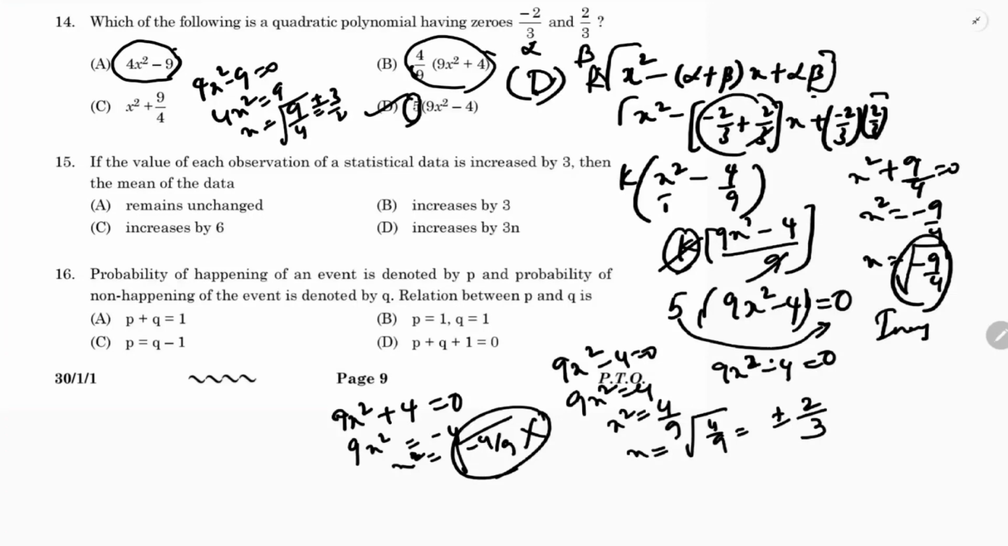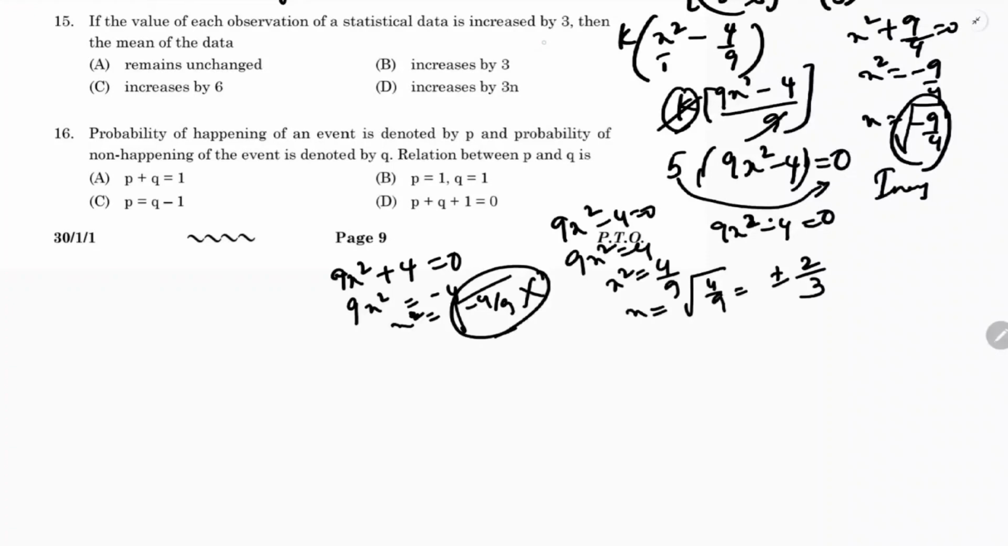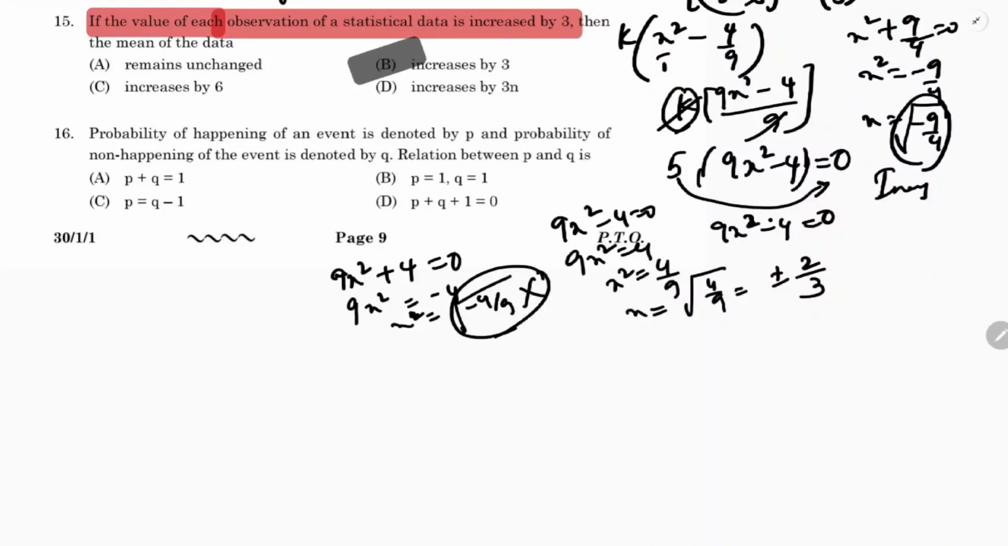If each value of the observation of a statistical data is increased by 3, then the mean of the data. See, however the observation gets affected, in the same way the mean will get affected. So the mean also will increase by 3. So the correct option is B. I'll take one example and I'll explain.